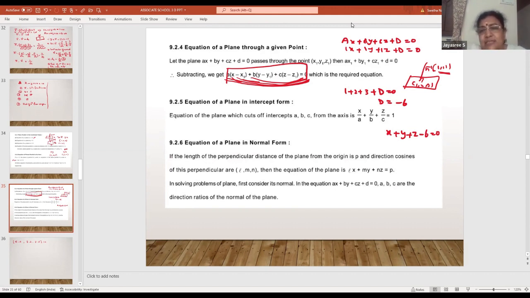And the intercept form is x/a + y/b + z/c = 1, with x-intercept, y-intercept and z-intercept. This is the intercept form of the plane equation. And when we use lx + my + nz = d, that is the normal form of the plane equation. Otherwise it is the general equation, ax + by + cz + d = 0, where a, b, c are the direction ratios of the normal, which we discussed earlier.